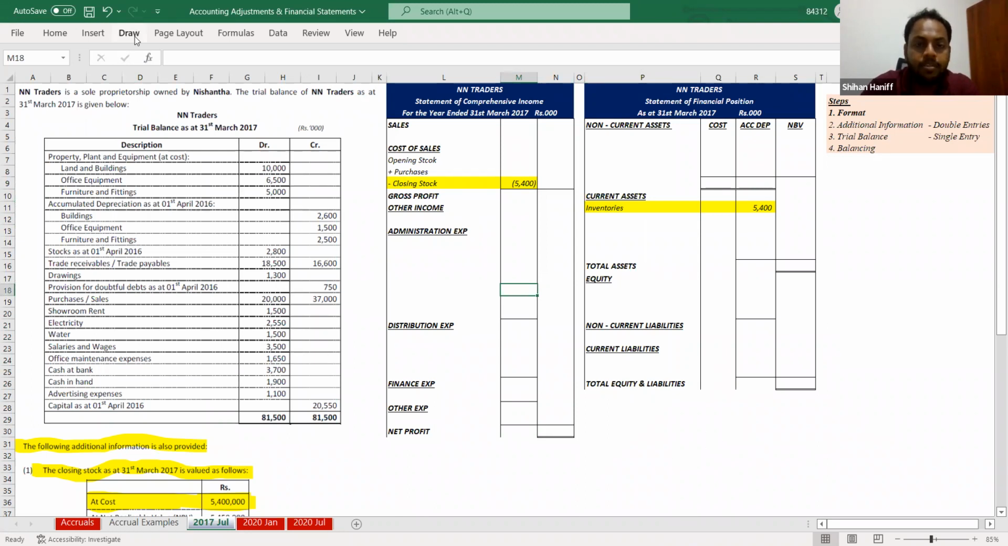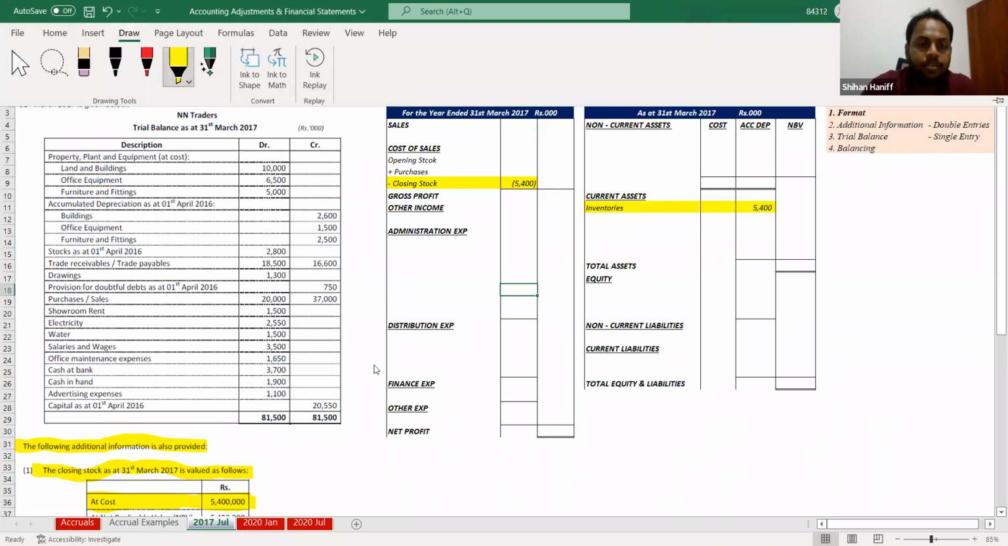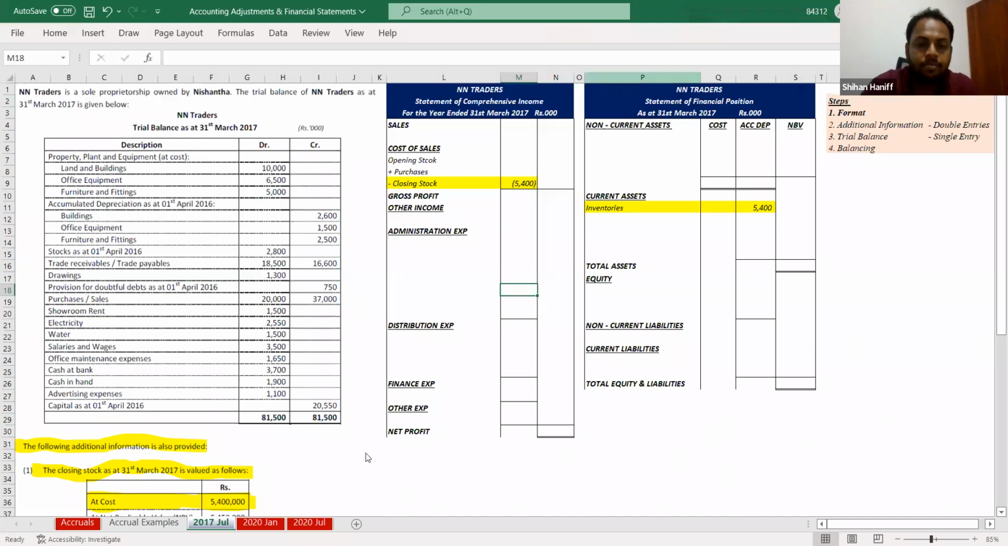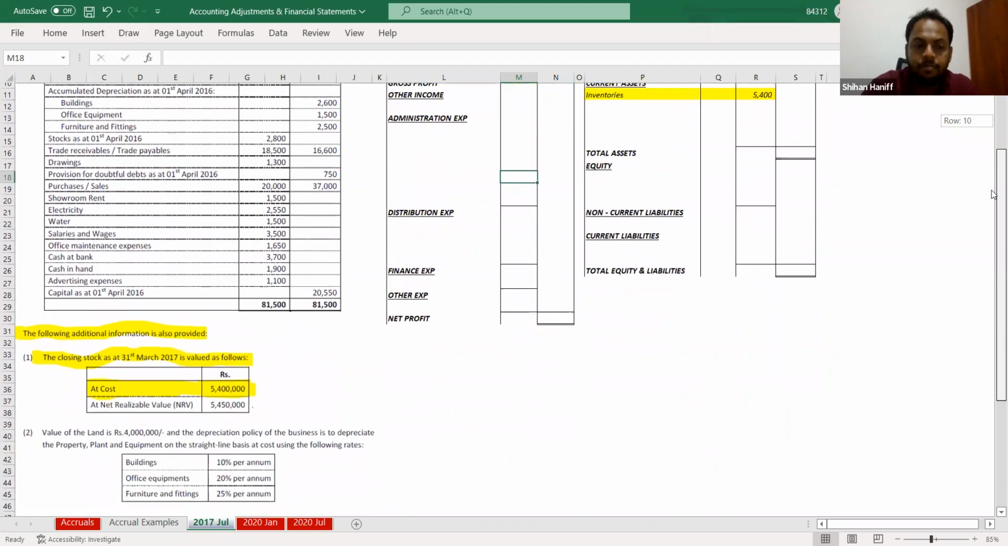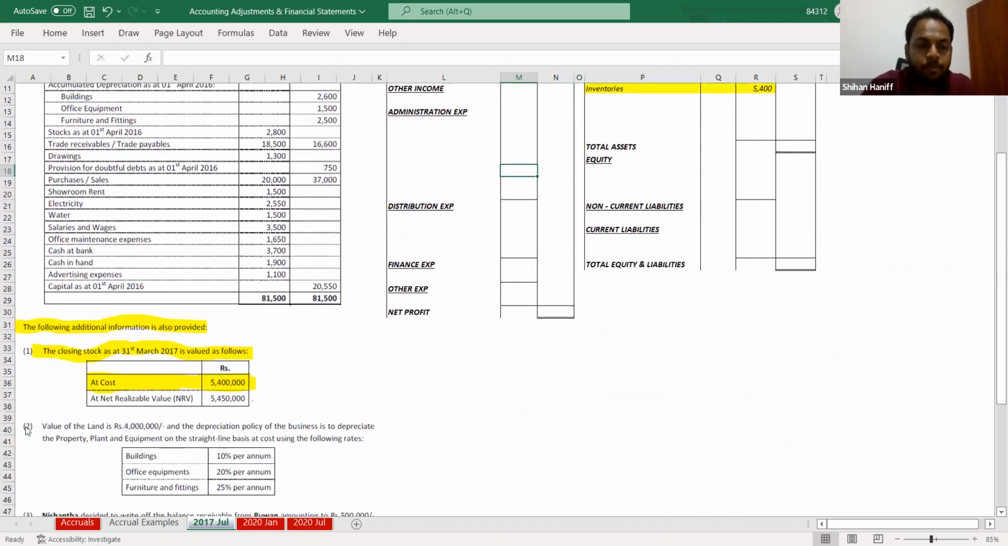Now let's move to the second additional information. This is also very important. Value of land is 4 million. The depreciation policy of the business is to depreciate the property, plant and equipment on a straight line basis at cost using the following rates. Building 10%, office equipment 20%, furniture and fittings 25%.